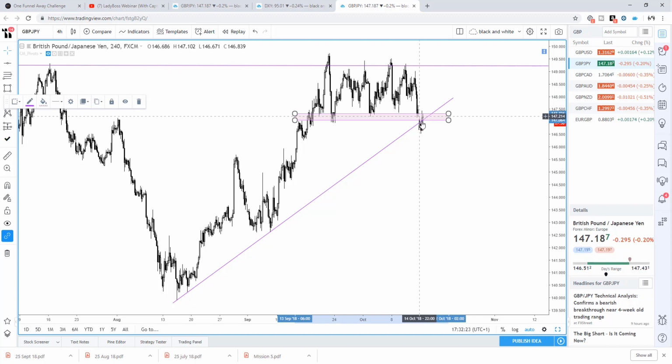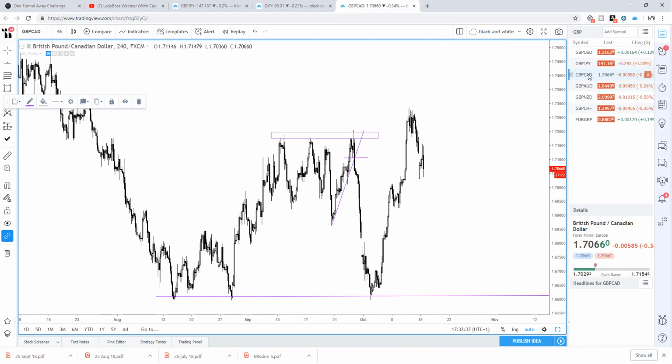So short signals now, looking to take this market to the downside. Next stop, realistically, 145, and then probably 143. So I see a lot of downside to this market, but let's see what happens.